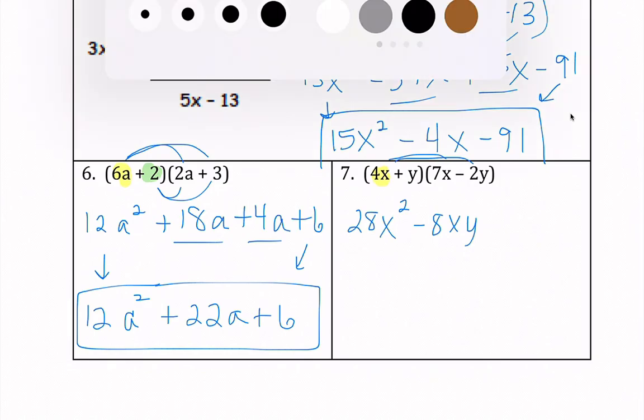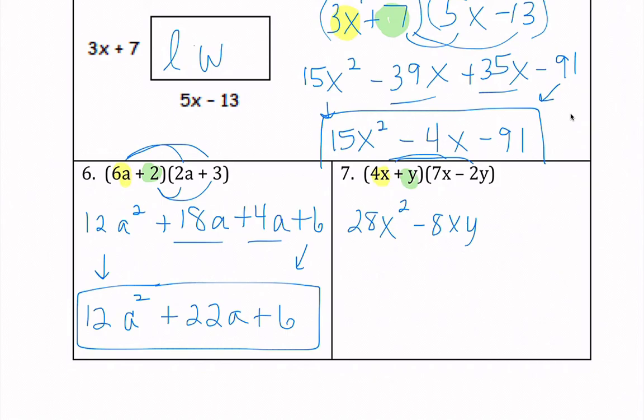Alright, so now I need to take this positive y and distribute. Y times 7x is going to give me a positive 7. Y times x is yx, but remember we want to put variables in alphabetical order, so that's xy. And then finally I'm going to have y times negative 2y. That's going to give me a negative 2y squared, y times y.